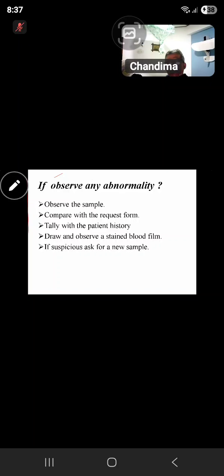At that time, what you have to do is draw a blood film again and observe. When you draw the blood film, you can feel that it is hemodiluted. Anyway, observe the blood film, ask for a fresh sample, and redo the testing.